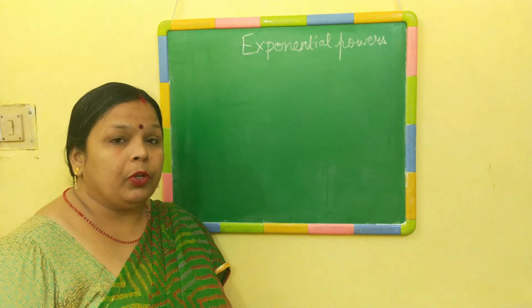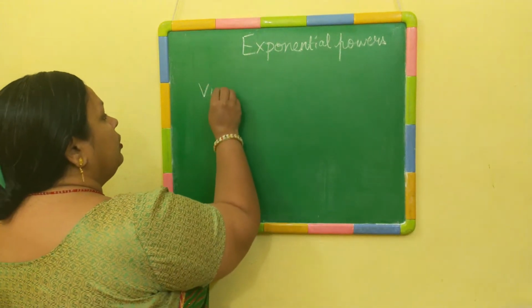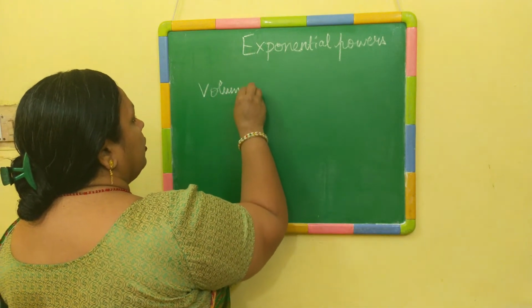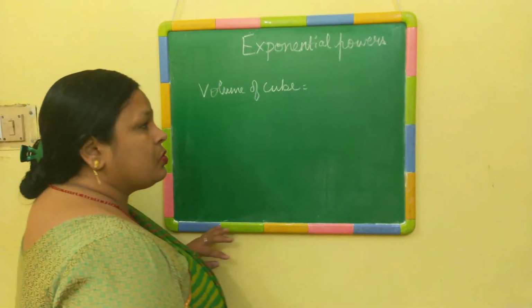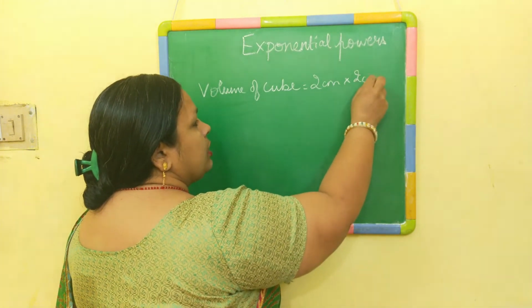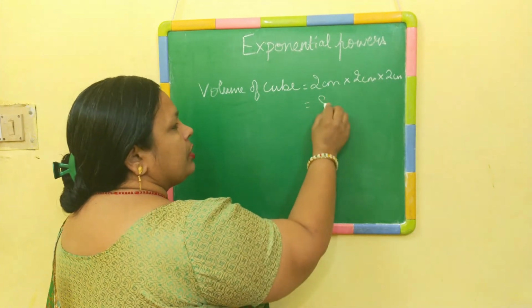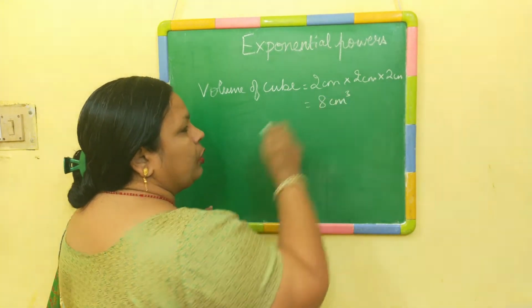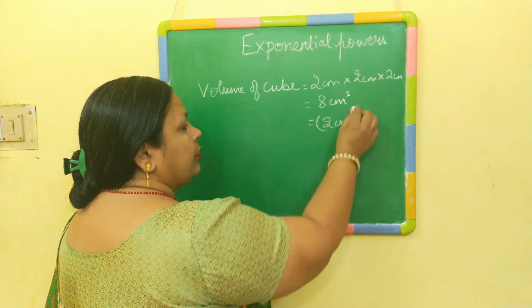the volume of a cube of size 2 centimeter. Now the volume of a cube where each side is 2 centimeter will definitely be 2 centimeter into 2 centimeter into 2 centimeter. Clear? Which is 8 centimeter cube. This can also be written as 2 centimeter cube.